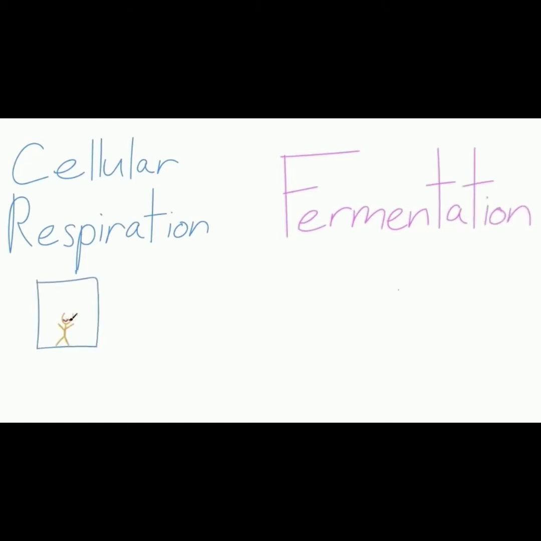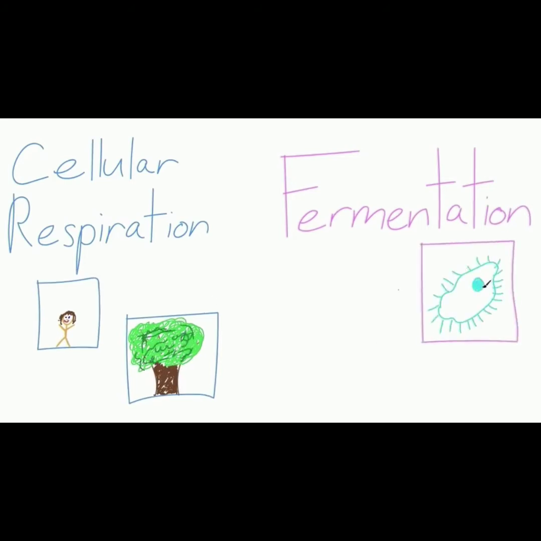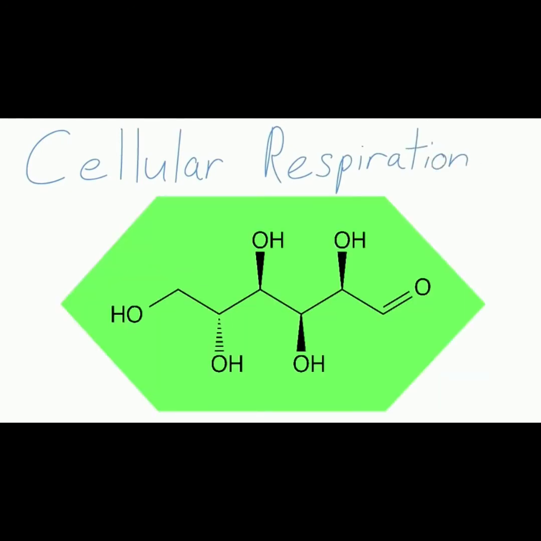By the end of this video, you will be able to tell these processes apart and even predict which processes occur based on a given organism's environment. Our body produces energy during a process called cellular respiration. Cellular respiration all starts with glucose, a sugar.